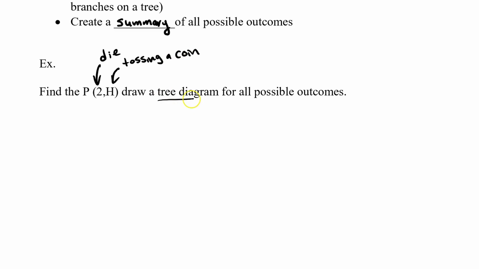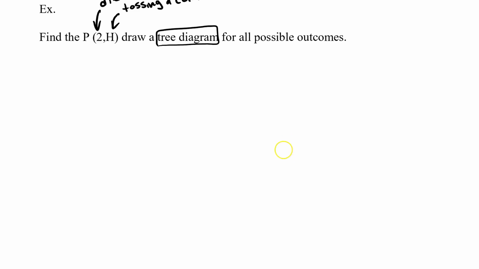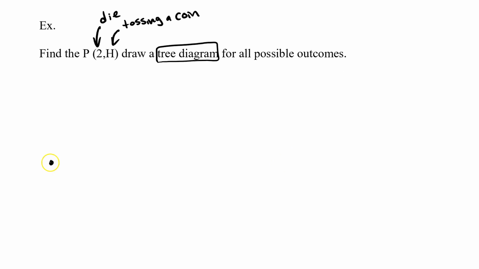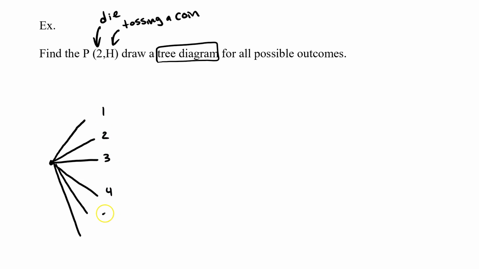So first things first, we want to draw a tree diagram to see what the probability is of rolling a 2 and getting heads on a coin. We're going to start out at the beginning point, under that dot. And the first thing is rolling the die. So we have 6 different sides: 1, 2, 3, 4, 5, 6. Just going to make sure all the lines go there. There we go. That's good.